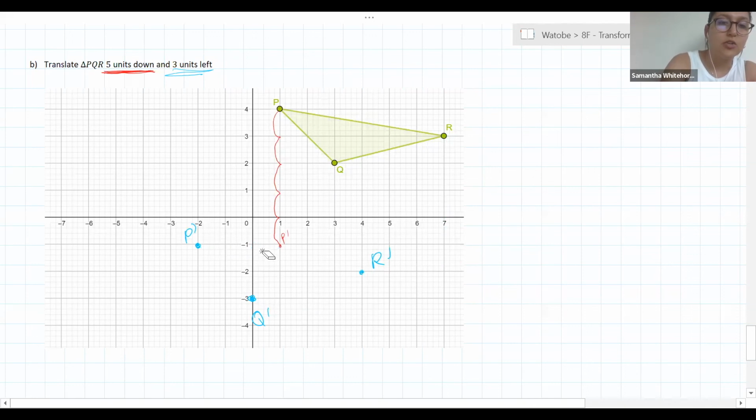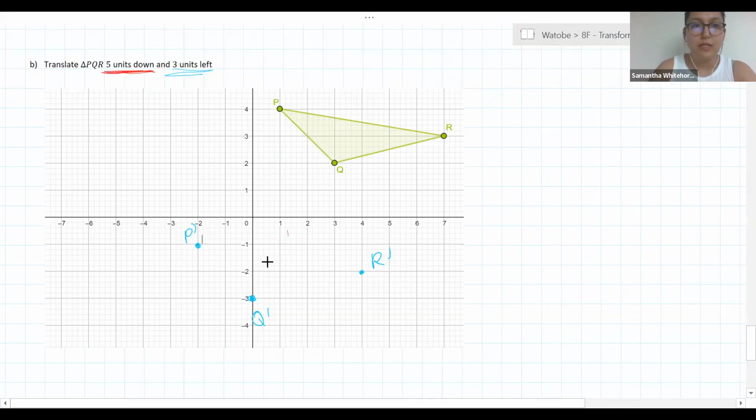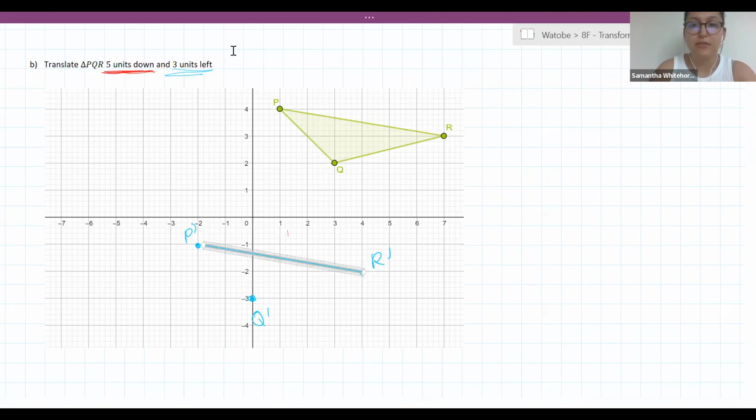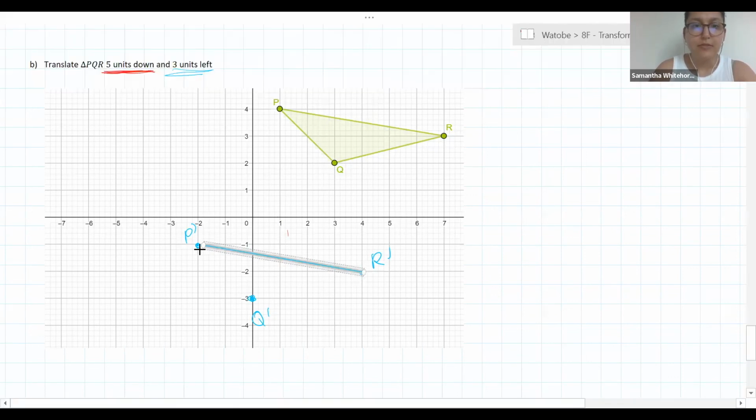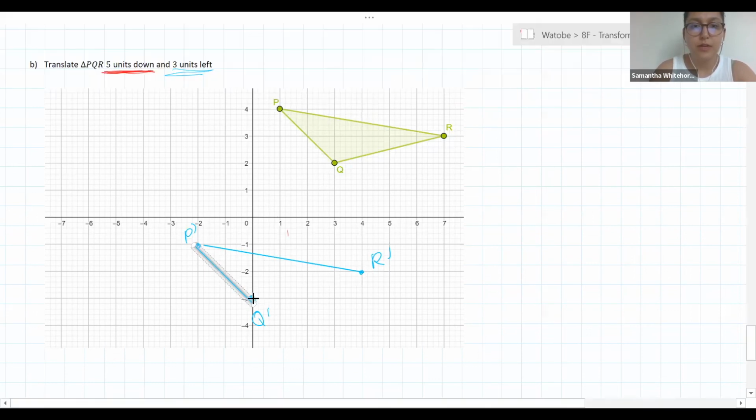And I can draw in my final triangle for myself. So this is now this blue triangle that has gone 5 units down, as well as 3 units left. And I've got my final transformation that has happened. All right, so hopefully, now that I've actually managed to do one without making silly mistakes, we are all in agreement.